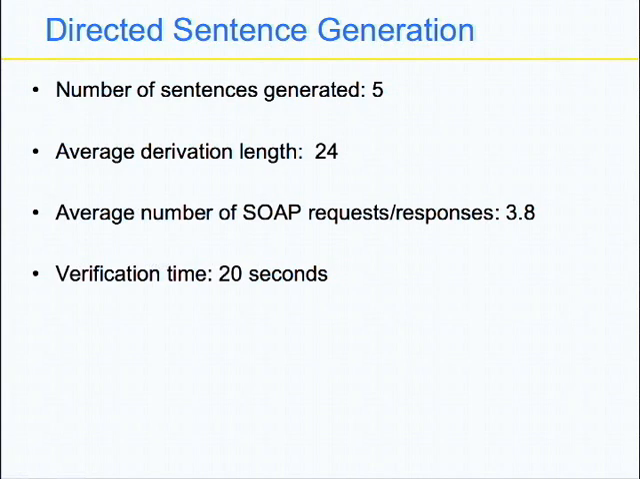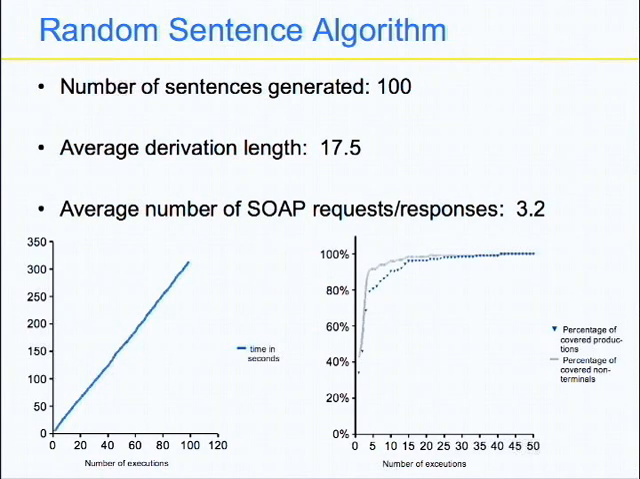Sorry, that was the derivation length. The actual average number of SOAP calls is about 4 calls per sentence. If you generate these 5 sentences and make these calls to Amazon, it takes about 20 seconds to check and see what happened. We also did it randomly, generating sentences randomly, and we generated up to 100 sentences.